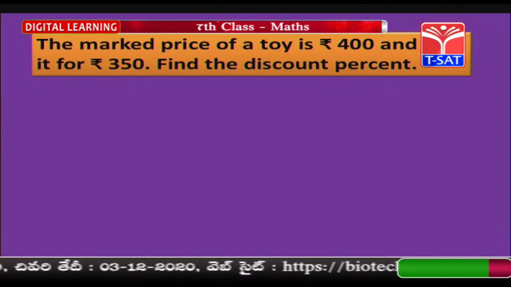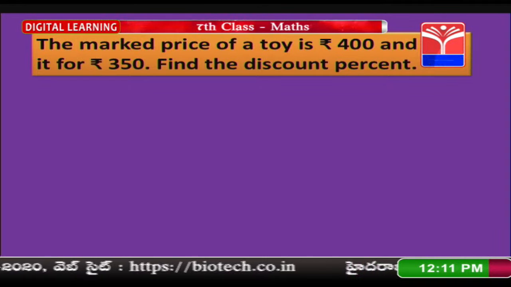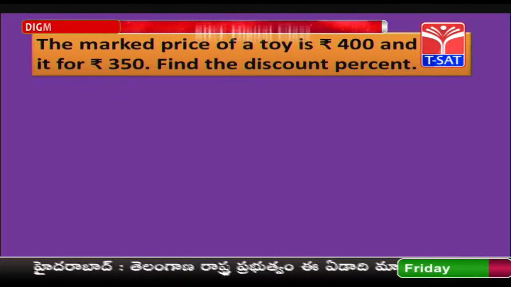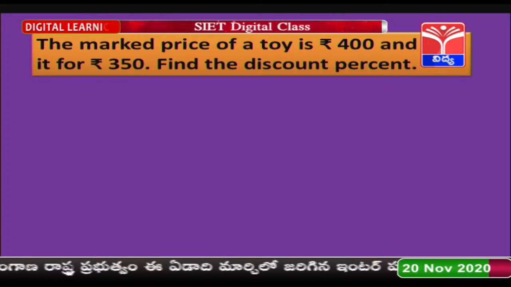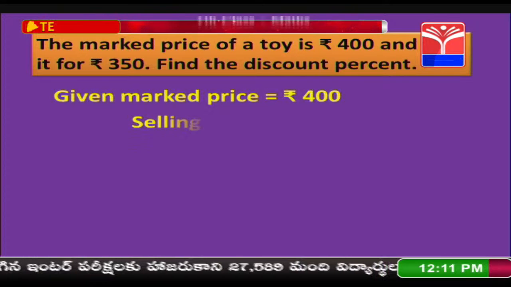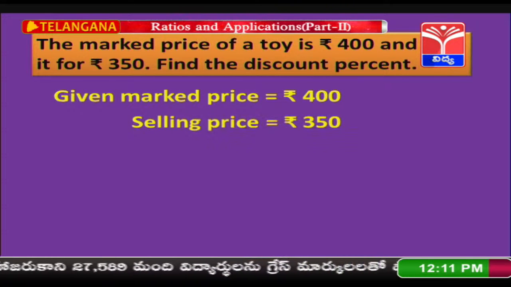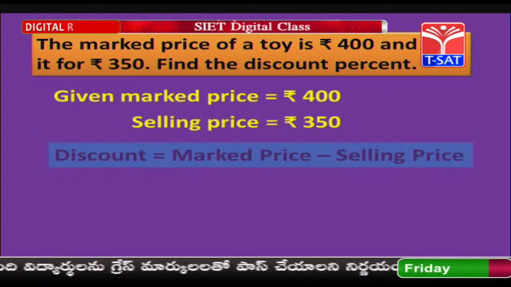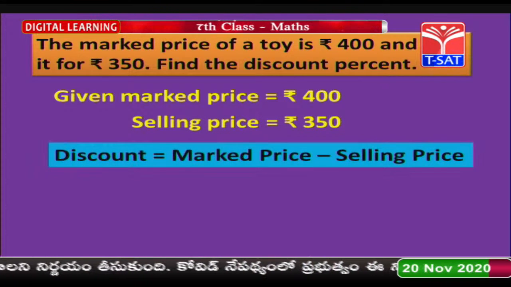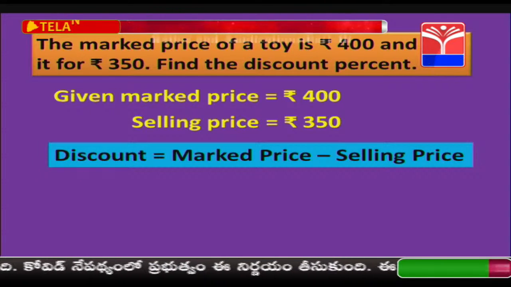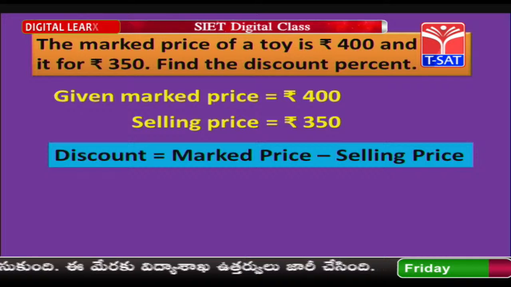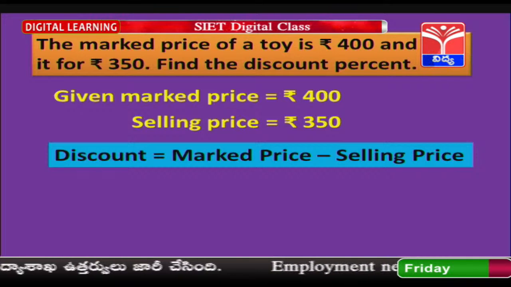The mark price of a toy is 400 rupees and it is sold for 350 rupees. Find the discount percentage. So, here what is the mark price, children? 400 rupees and the selling price is 350 rupees. So, we need to find the discount percentage. Before finding discount percentage, we have to actually calculate the discount. So, what is the formula to find discount, children? Yes, discount equals mark price minus the selling price.